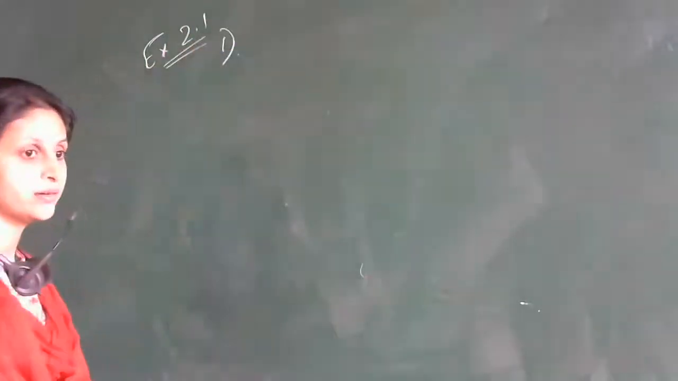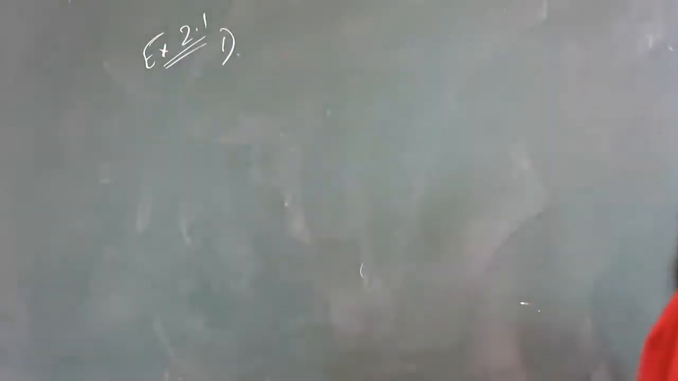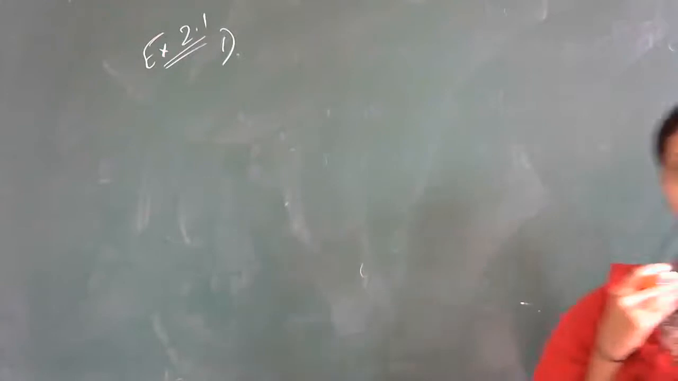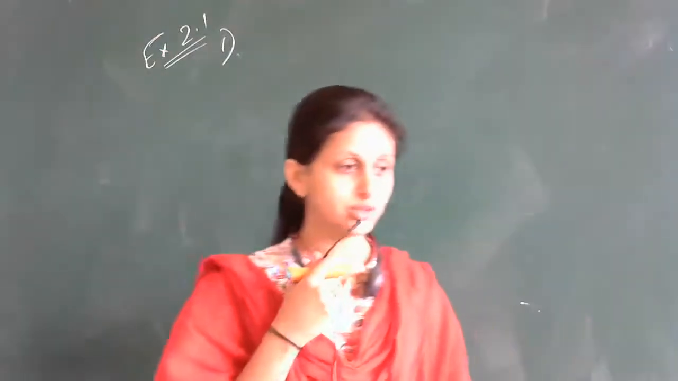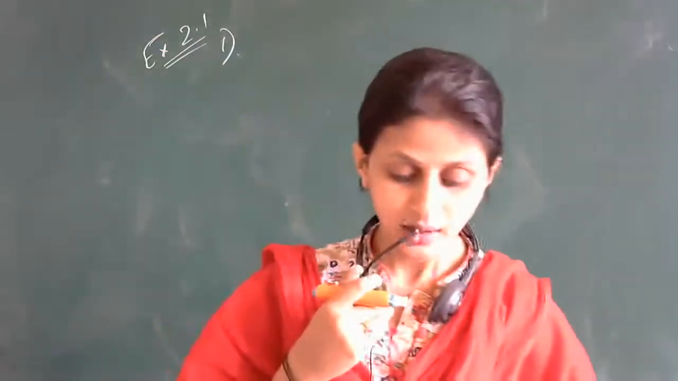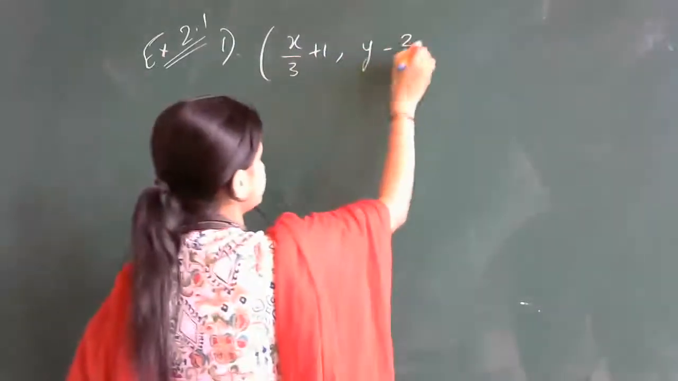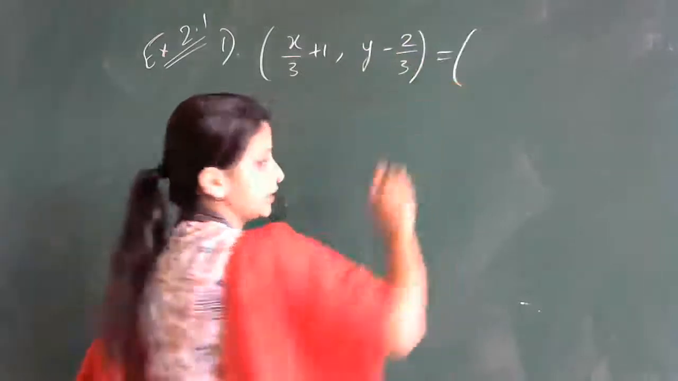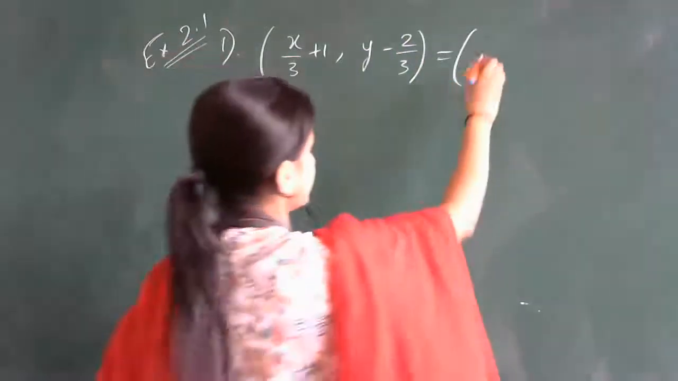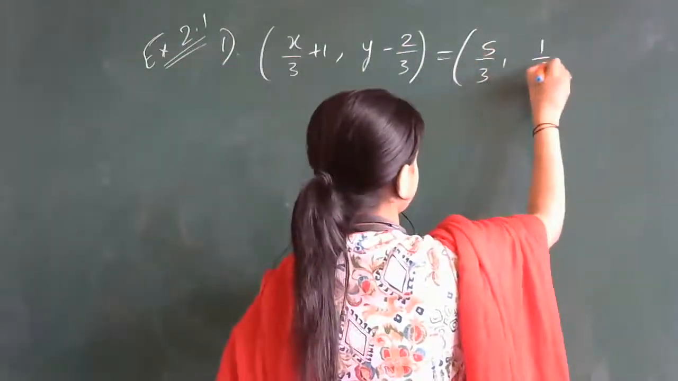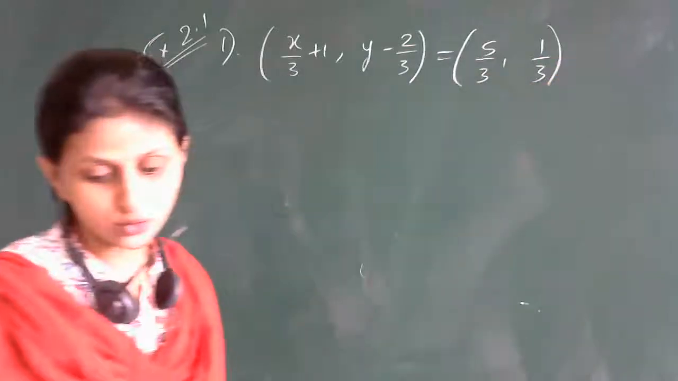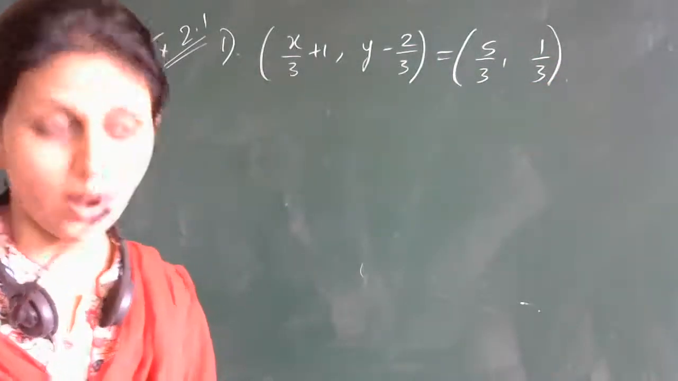Exercise 2.1. Let us do one by one. And those who have tried, please verify your answers. Okay? So let us go for the first question. The first question says if x by 3 plus 1, comma y minus 2 by 3 is equal to 5 by 3, comma 1 by 3, then we have to find the values of x as well as y.